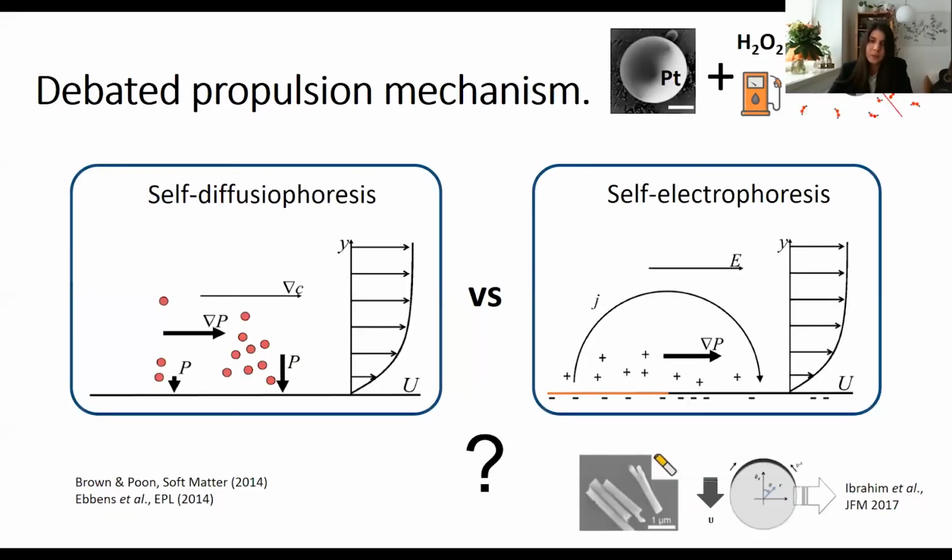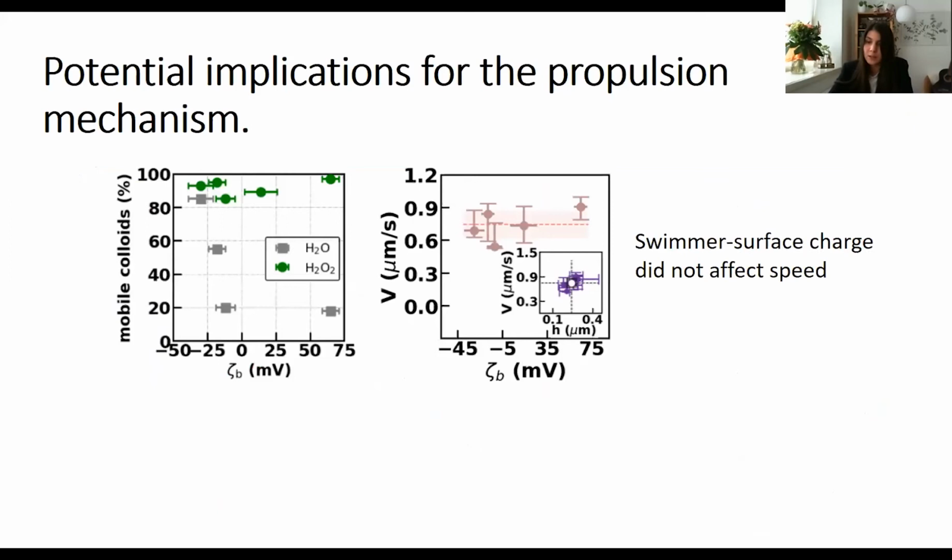So now the question is what these experiments can tell us, if anything, in relation to the propulsion mechanism. As I said at the beginning, the propulsion mechanism for these particles is actually debated. Initially, self-diffusiophoresis was proposed to describe their motion. However, because of ionic effects, researchers proposed that self-electrophoresis may play a role here, and current thinking favors that self-electrophoresis is the propulsion mechanism for these particles. Now, what can our experiments tell us?